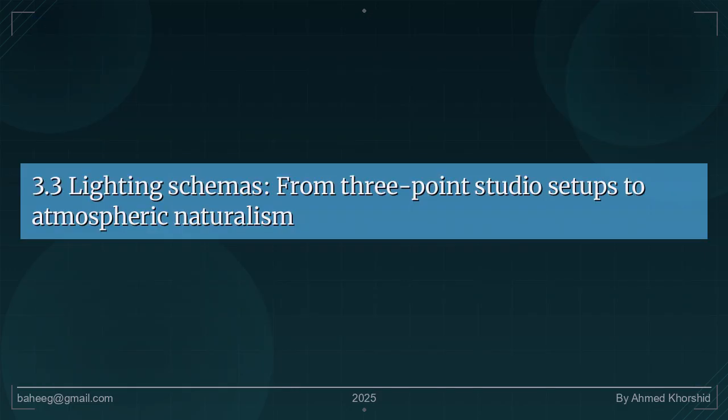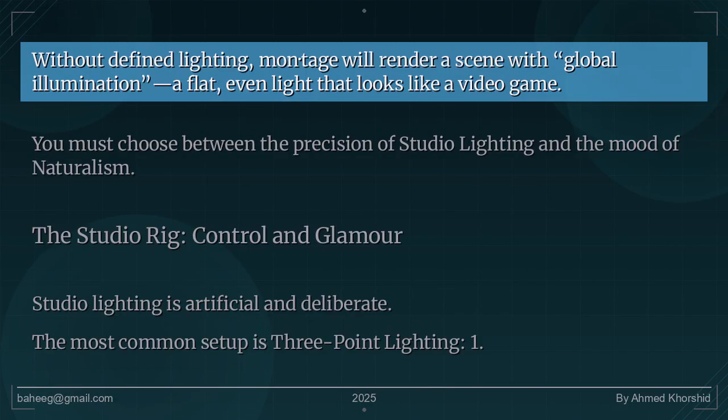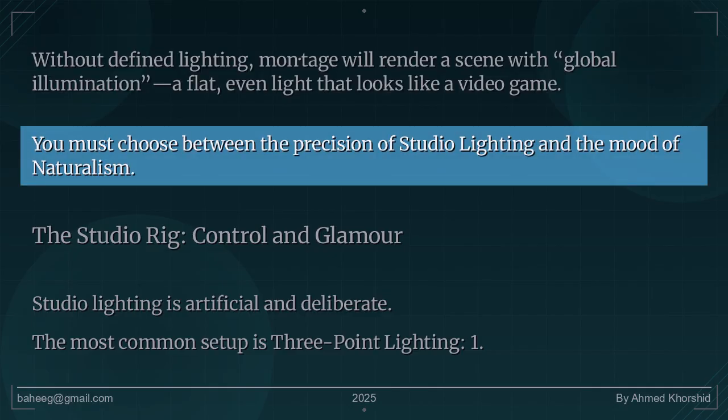3.3 Lighting schemas, from 3-point studio setups to atmospheric naturalism. Light is the paintbrush of the cinematographer. Without defined lighting, Midjourney will render a scene with global illumination, a flat, even light that looks like a video game. You must choose between the precision of studio lighting and the mood of naturalism.